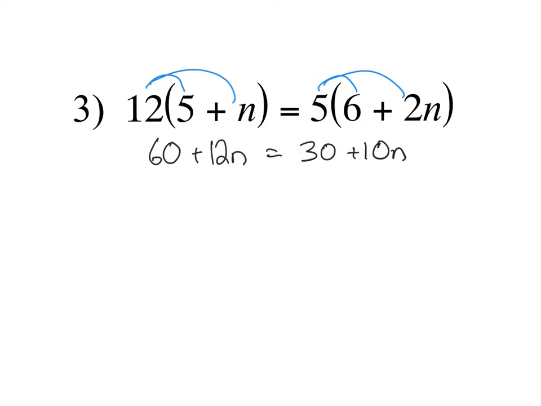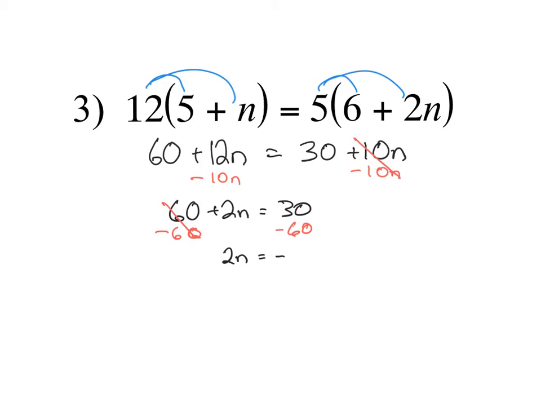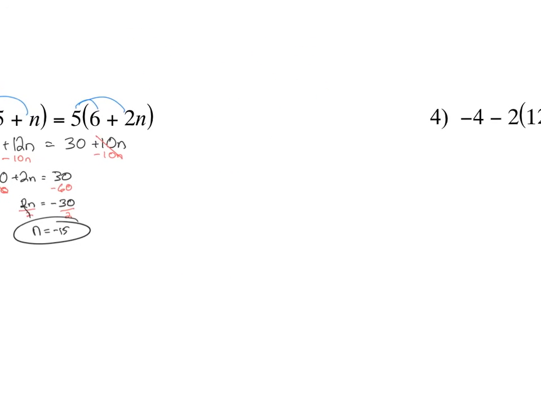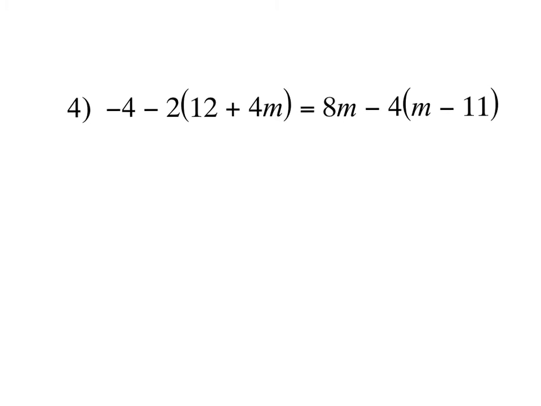Okay, let's get everything on the same side. So I'm going to subtract 10n. I like to subtract the smaller one, right? So that just helps keep things clean there. 60 plus 2n equals 30. Let's go ahead and take the 60 away from the n side. So that's going to give us 2n equals -30. And we've got to get the n all by itself, so divide by 2 on both sides. It looks like we're going to go n equals -15. And again, not really talking through a whole lot except for just doing the problems, because we just got finished doing this stuff. So we want to be good with that one.